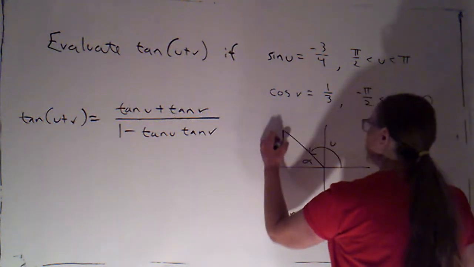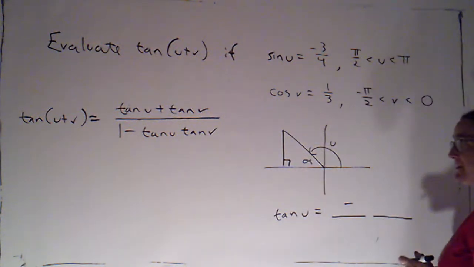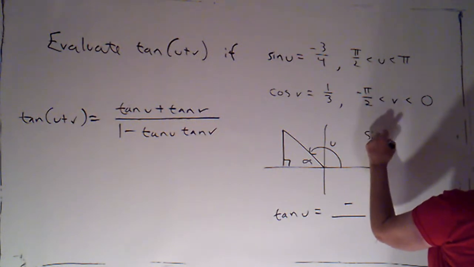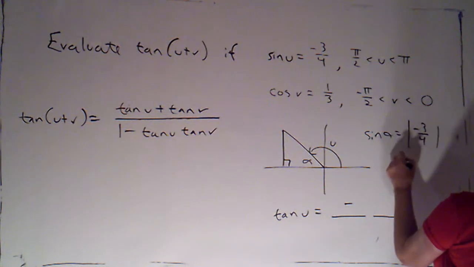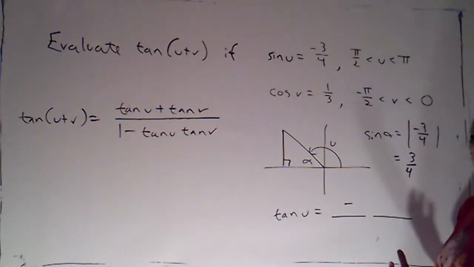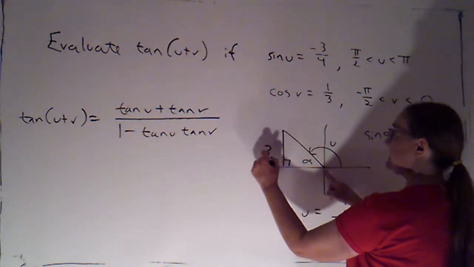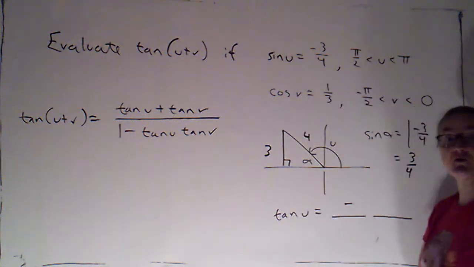Then I'm going to draw a right triangle with my reference angle in it. Now I know that sine of alpha would be the absolute value of negative 3/4. That would just be 3/4. So I can label the opposite side 3 and the hypotenuse 4.